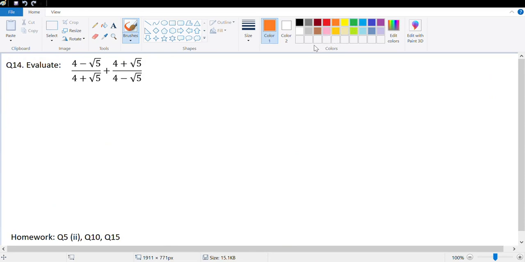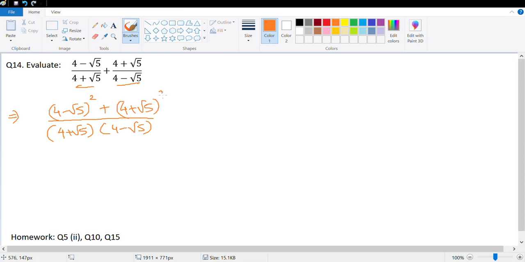It says evaluate. Okay. I noticed that the denominator is the rationalizing factor of the first denominator, which means I don't need to rationalize each term separately. Let me just add them directly. So the new denominator, or rather the LCM, will become 4 plus root 5 multiplied with 4 minus root 5, and the first term becomes 4 minus root 5 whole square, and the second term becomes 4 plus root 5 whole square. Let's open the brackets.